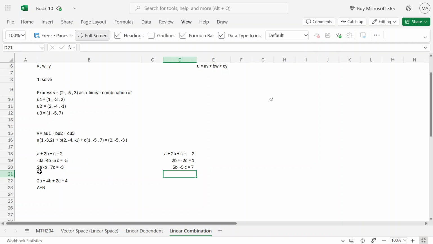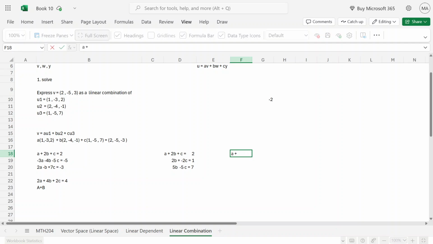So 2a minus 2a, 4b minus minus b. So we have 2c minus plus 7c. So 2c minus 7c is minus 5c. Now we have 4 here. 4 minus minus 3, that's 7. Now let's go to the next stage.